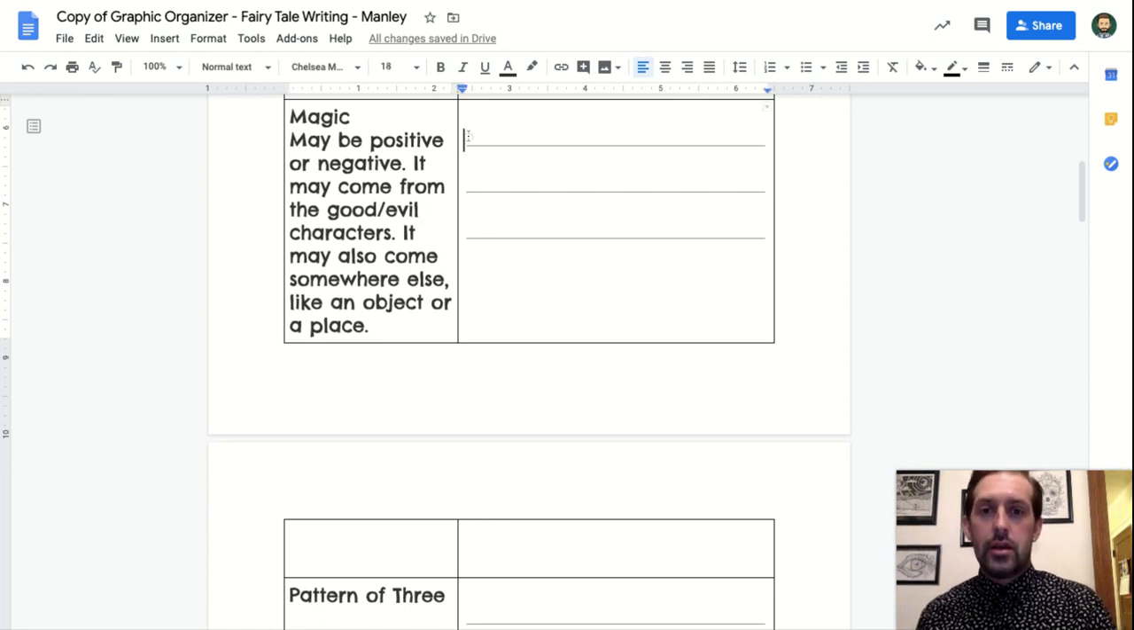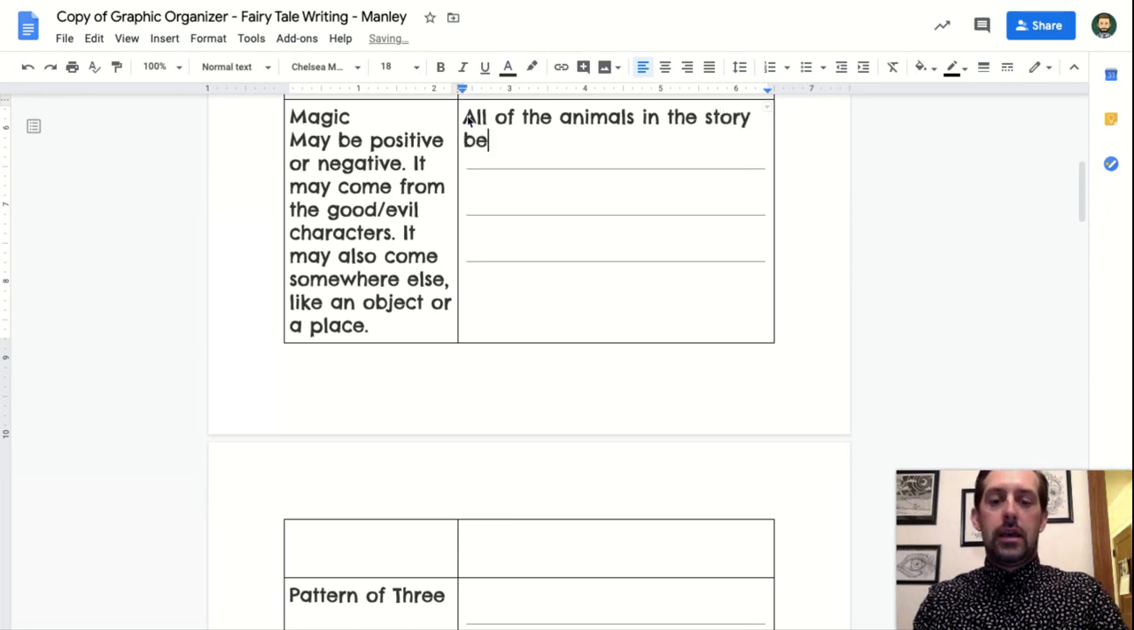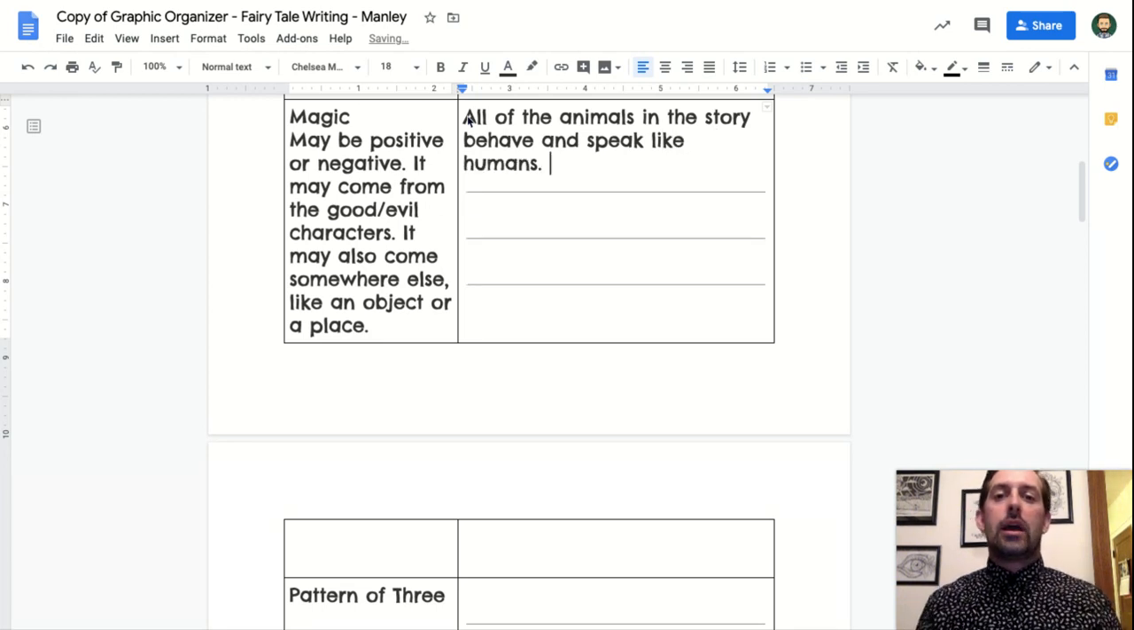For my story, the element of magic for the chinstrap penguins and the orca is that all of the animals in the story behave and speak like humans. So when I start to write my story, my chinstrap penguins and the orca are going to do some things that penguins and orcas wouldn't normally be able to do. And they're going to be able to talk like humans as well. So I put in my element of magic.